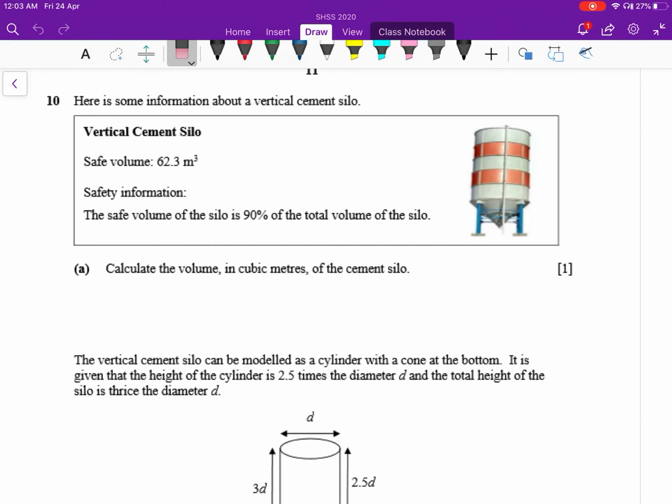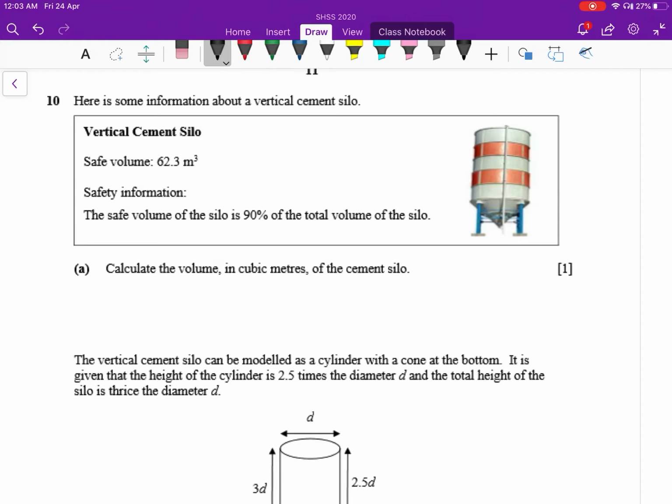Hello, Sec 5. We are going through 2017 Media Exam Paper 2, question number 10, the last question. This is a question about real-world problems. I know this question is a little bit difficult because it involves volume, which you are not very familiar with. But let's take a look at how we do this question, all right?